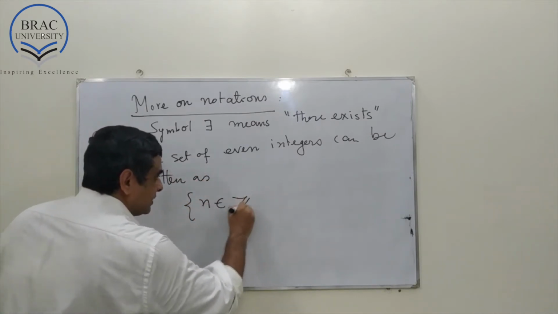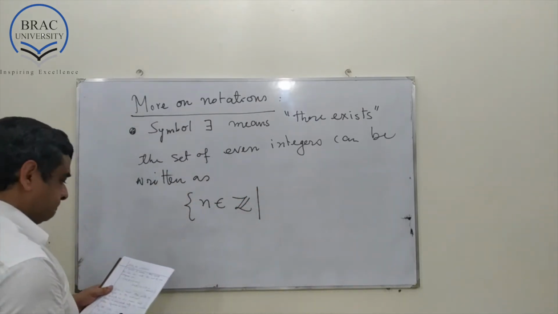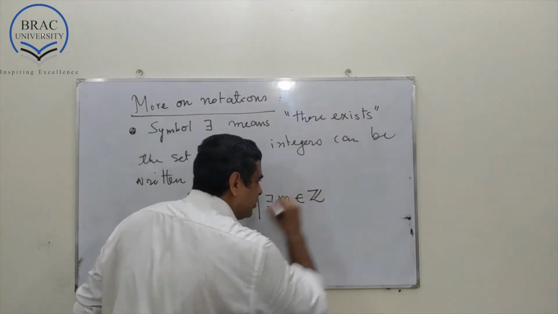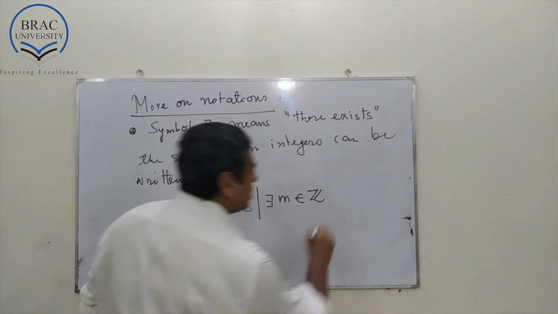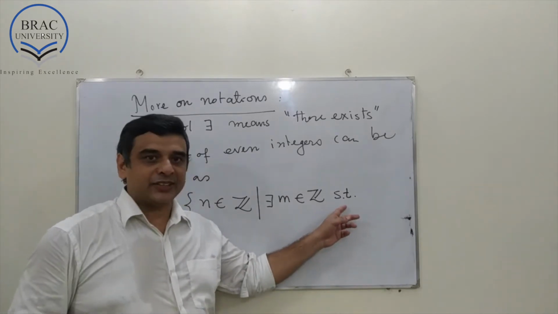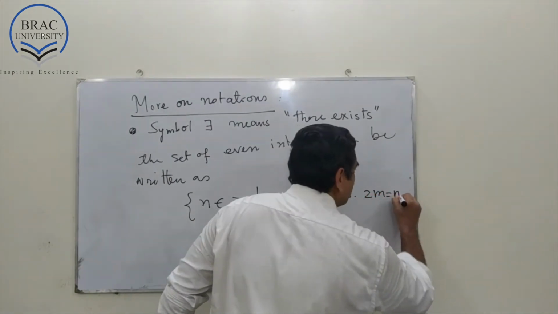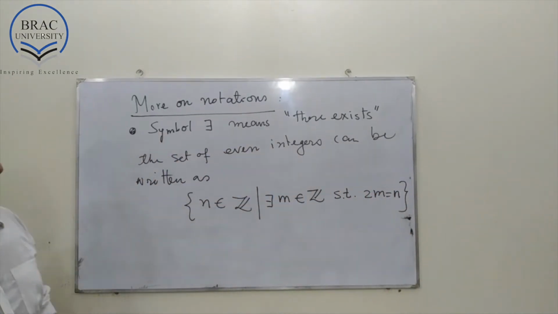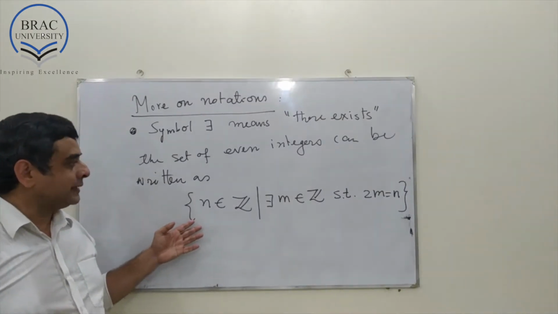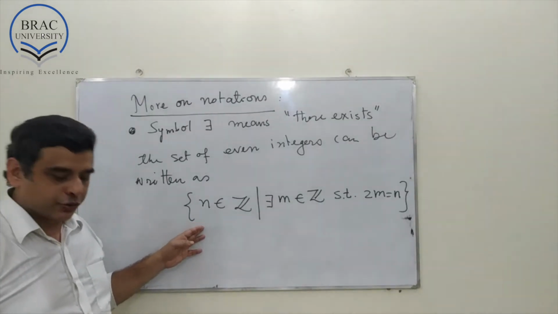N belonging to the set of integers such that there exists M in the set of integers such that, I abbreviate such that with S.T., 2M is equal to N. So this notation also designates the set of even integers.